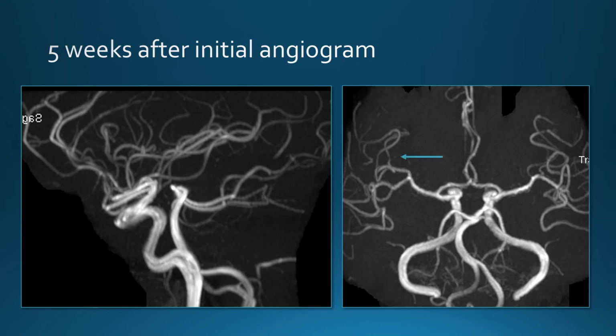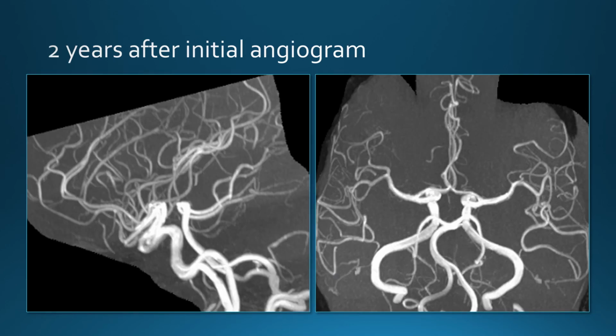So this was after the initial angiogram. She was treated with steroids. Five weeks later, she had a follow-up MR angiogram. Still had mild abnormality. You can see the arrow shows a narrowed MCA branch. You can still see a little bit of narrowing in the anterior cerebral artery. Much of it had resolved, but there's still several areas of narrowing. Two years later, again, further improvement. Still has some minimal narrowing here in this right MCA branch, but mostly back to normal.